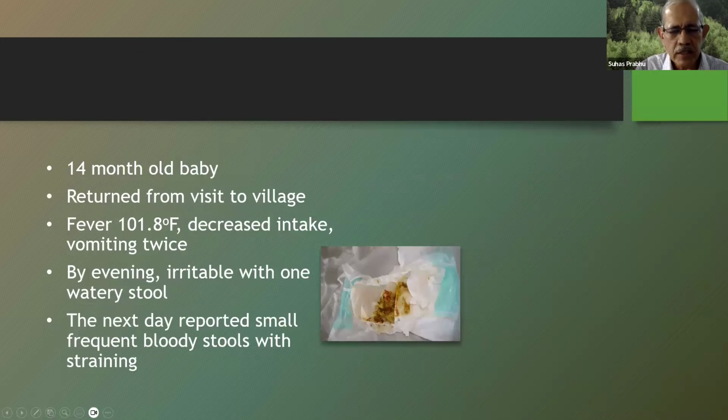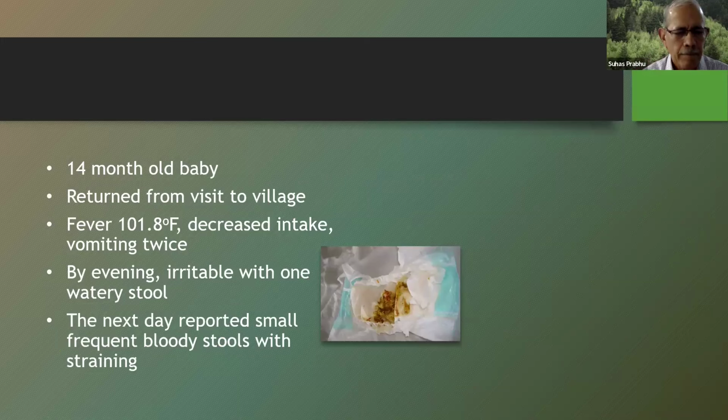Okay, so with this now, I am going to take you to cases. We have the rules now. We just have to apply these rules and decide what oral cephalosporin we are going to use in these clinical scenarios. We have a 14-month-old baby who's returned from a visit to a village, so he's traveled outside. He's come with a fever of 101.8 degrees Fahrenheit. The mother says the child is not feeding well, has vomited a couple of times. By evening, the child is irritable and now develops watery stool.